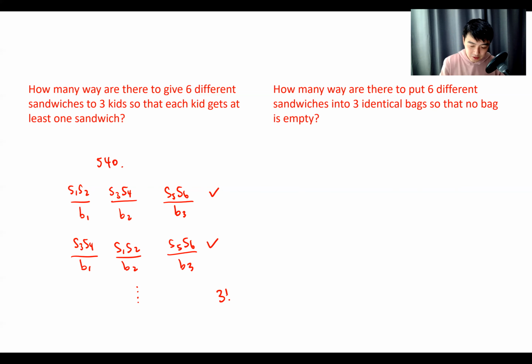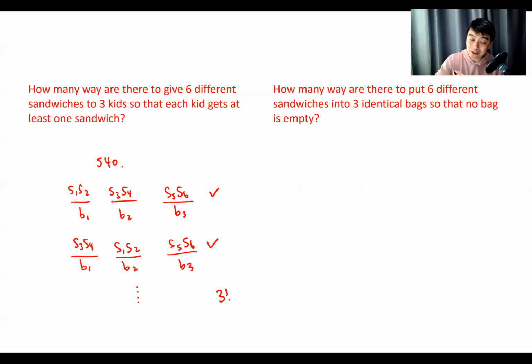Okay, so just please make sure that you understand what I said there. I can keep doing this. I can keep listing all of these distributions that are the same. I can list out 3 factorial of them. Why? Because there's 3 factorial ways to rearrange B1, B2, and B3. So essentially, in the problem on the right-hand side, we are getting rid of this order.